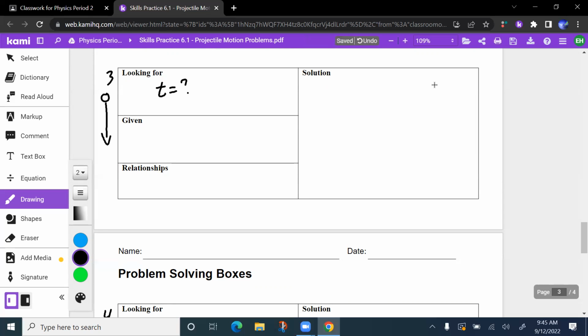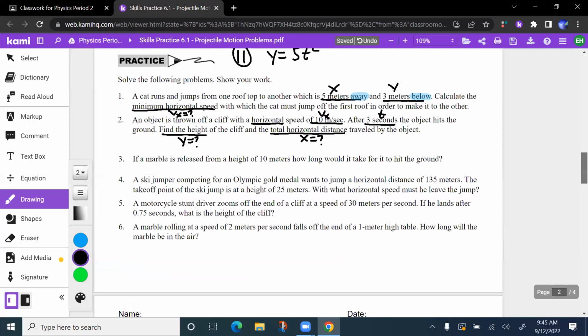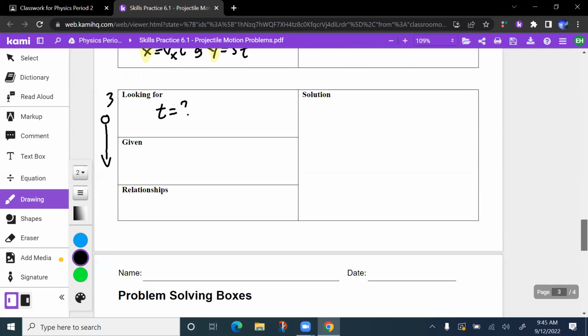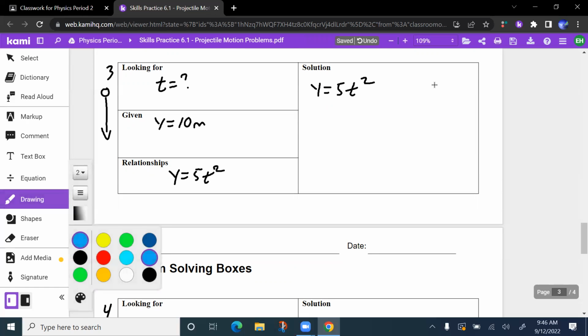We are told that it's released from 10 meters. So we are given 10 meters high. And the only equation that has y and t in it would be y equals 5t squared. Let's use that and we'll solve it for time. Now we did this already in equation number 1. You might remember, what did we do to solve for time? We divide by 5.